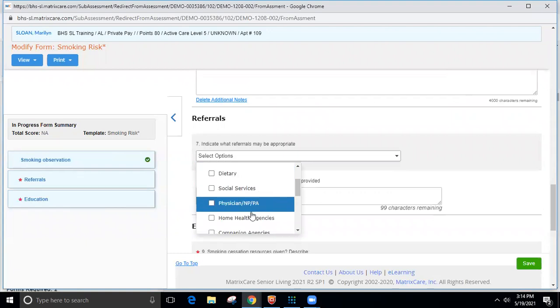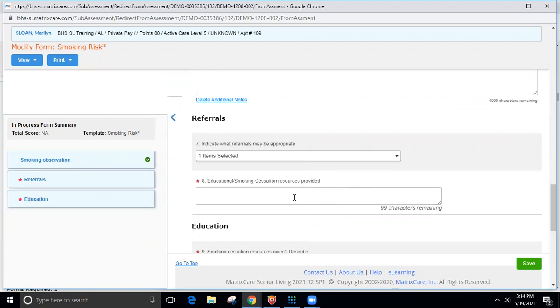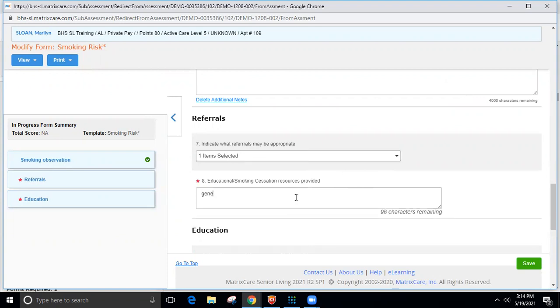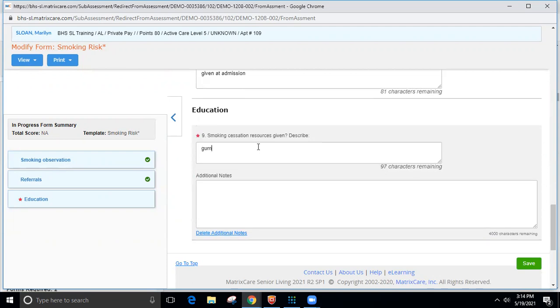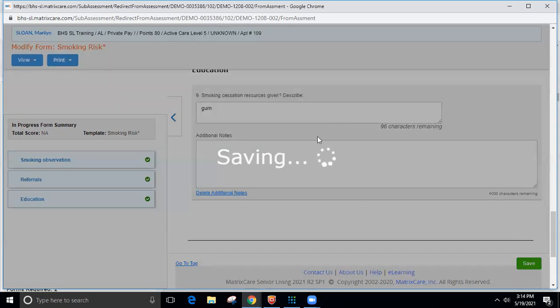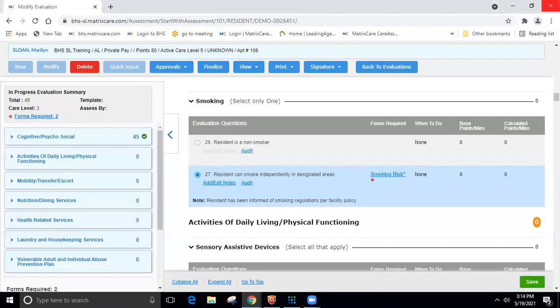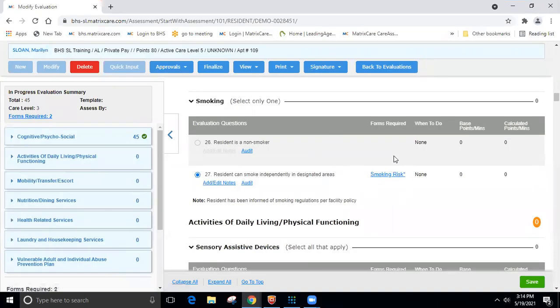And then of course we have referrals. And so maybe there's no referrals needed for this person and they've been smoking, and we gave them all the information about our smoking policies at admission and what is our plan for cessation, and she's going to use the gum. So once you answer the questions, you can go ahead and save it. Yours would be much more thorough. And again, it's going to refresh. And then we'll see that that one is completed.